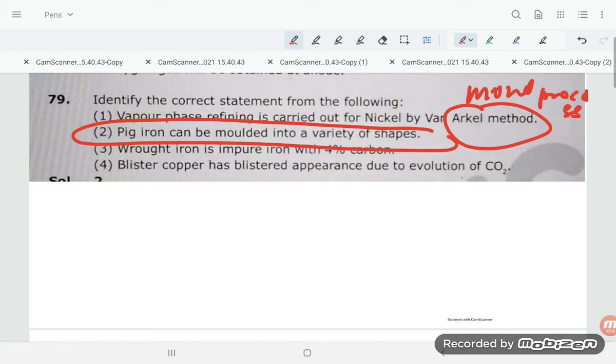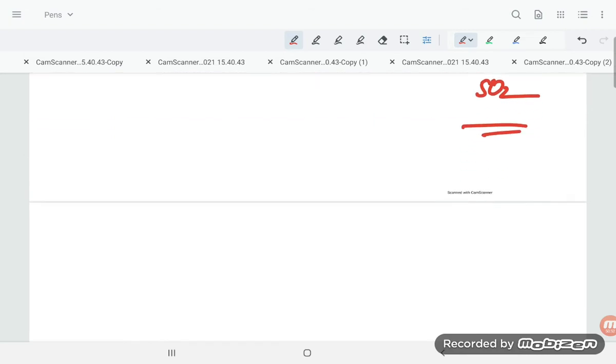Okay, so wrought iron is the purest form of iron, which has less than 4% carbon. Blister copper: the blister appears due to evolution of SO2 gas, SO2, not CO2. So our required answer is option number 2. The correct statement is pig iron can be molded into a variety of shapes because it is in the molten state.